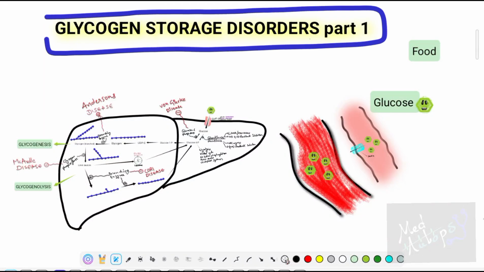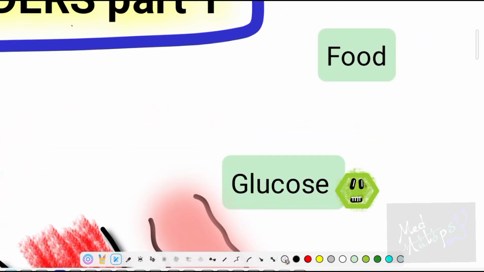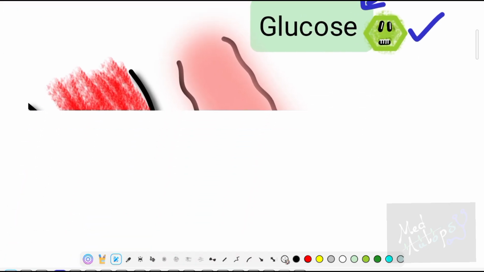Glycogen storage disorders. So basically, glucose can be stored in the form of glycogen. We all know food contains glucose. For example, imagine this is a glucose molecule.